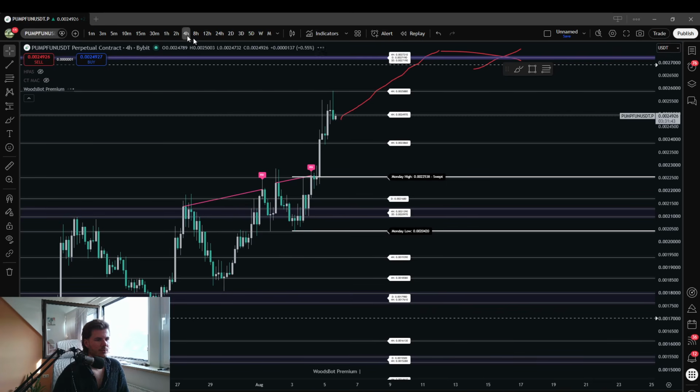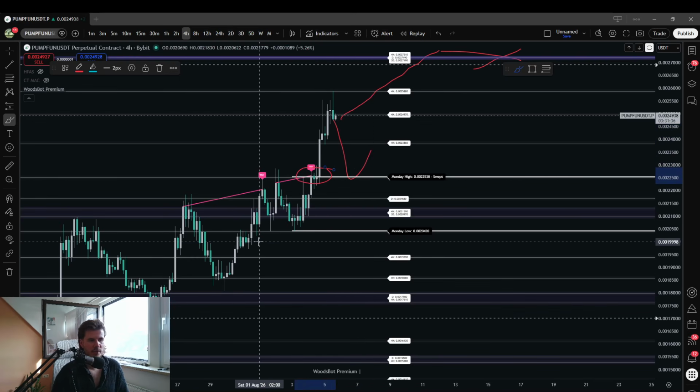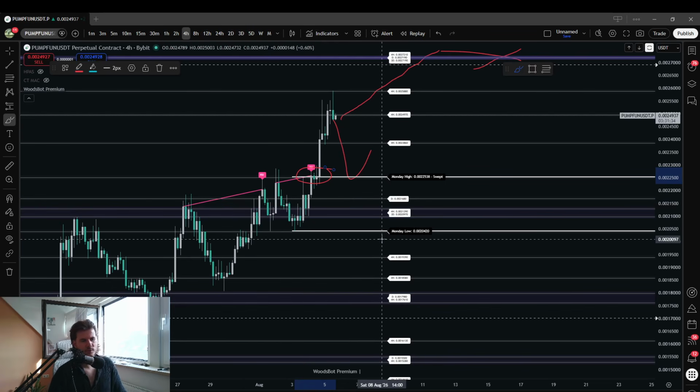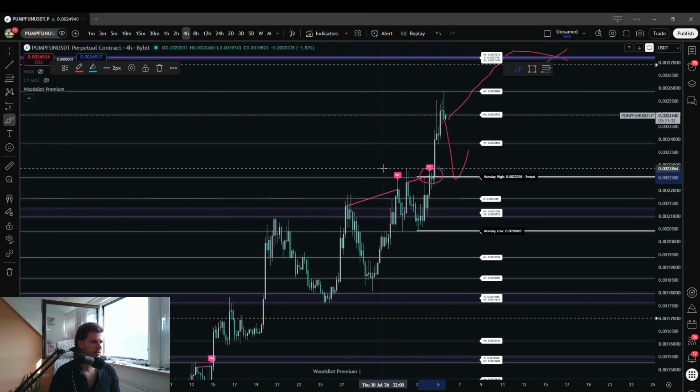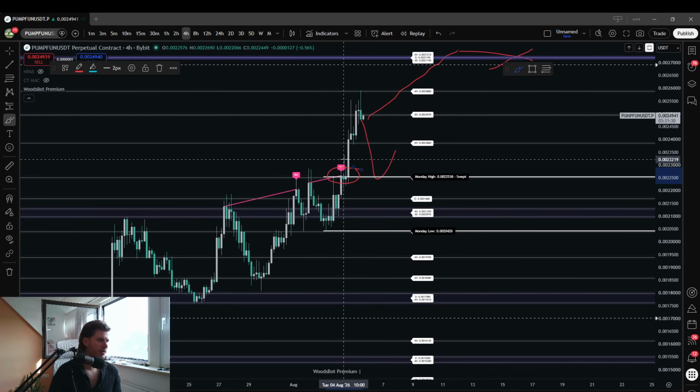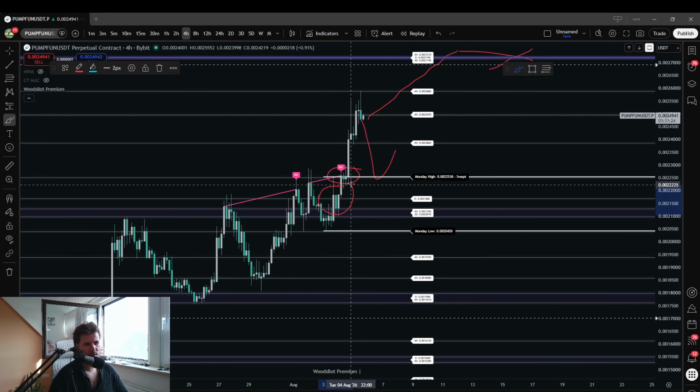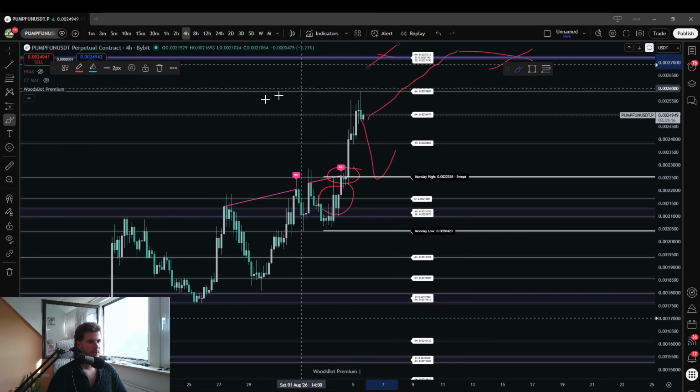What you want to do is wait for Pump Fun to potentially come back towards the Monday high. You have this nice order block there as well. This should give a nice retest. It aligns with a Woodsbot level as well. So this is where I would be interested to look for longs, or even this demand zone right there under the Monday low. But ideally, Pump Fun should hold the retest of the Monday high, and then you can target this confluence zone right there.